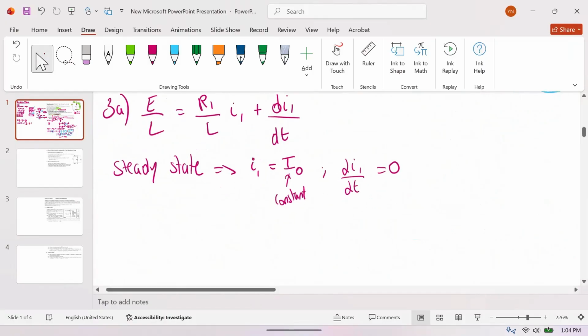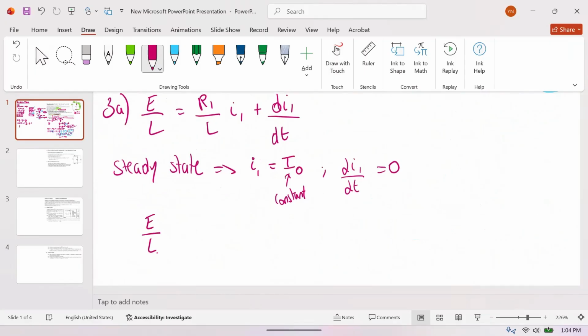Now I replace that in the differential equation. I will get E over L, both of them constants, R1 over L, both of them constants, and instead of I1, I will be putting I0, the constant form, the capital form, plus di1 over dt, which is 0, so plus 0, you don't have to write anything.